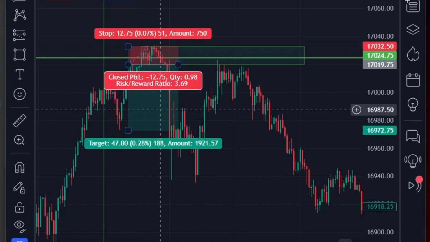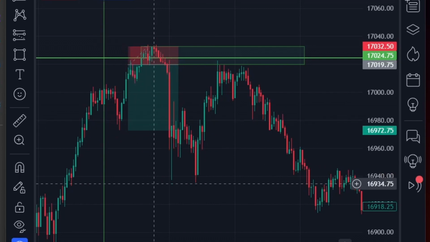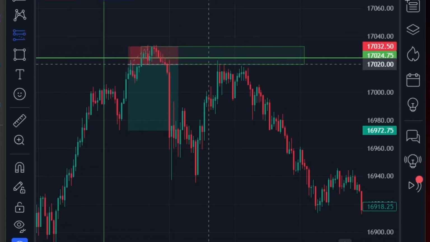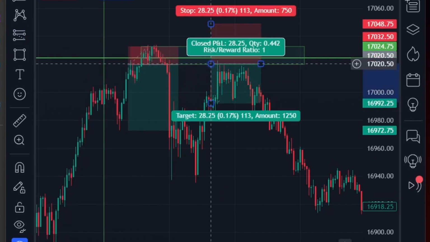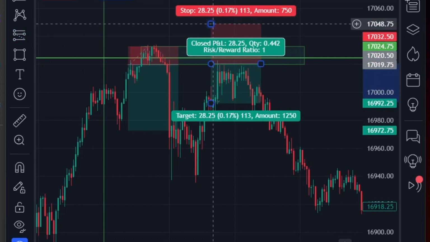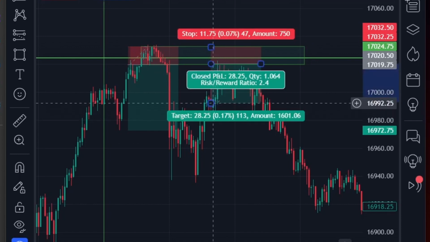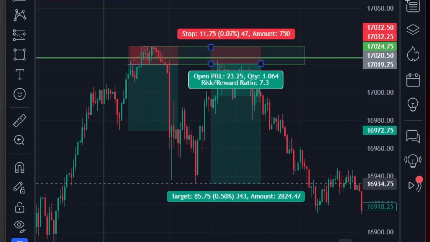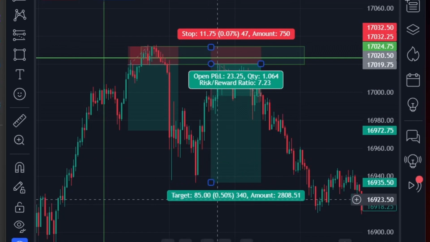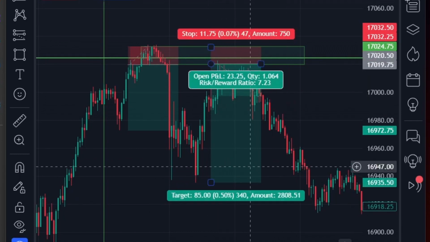Here is a very good entry to take. Or the next entry you could take is when the market retraces back into the zone. As you can see right here, you put the same stops above the OrderBlocks and target this low, the previous low. And this is another good entry.